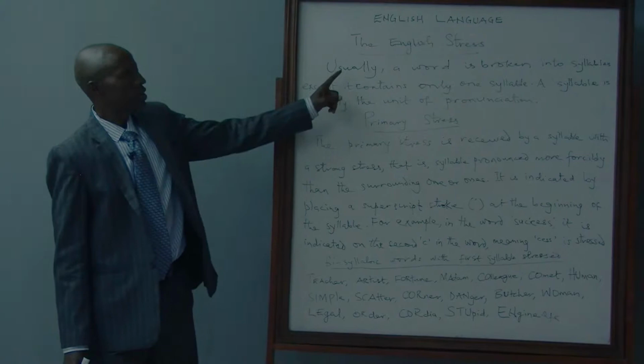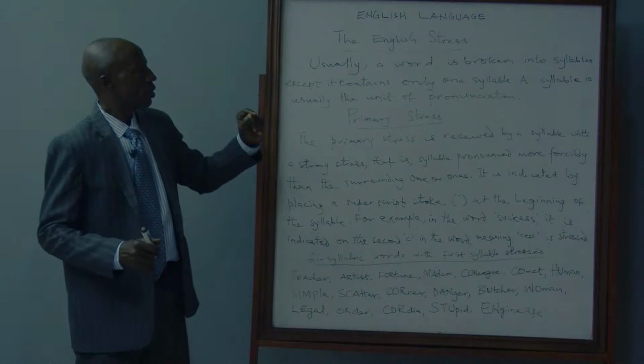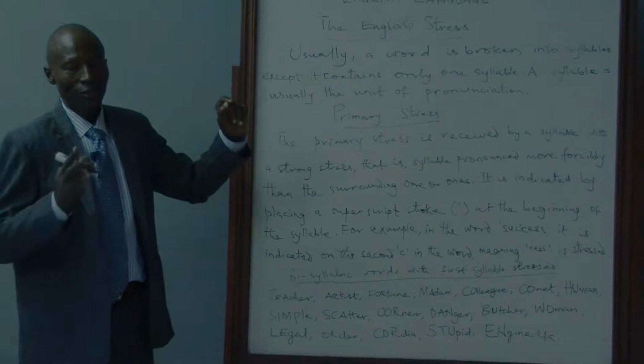Usually, a word is broken into syllables, except it contains only one syllable, like go, come, sing, run, dance, eat. A syllable is usually the unit of pronunciation. For instance, we have consider, three syllables, a unit of pronunciation.